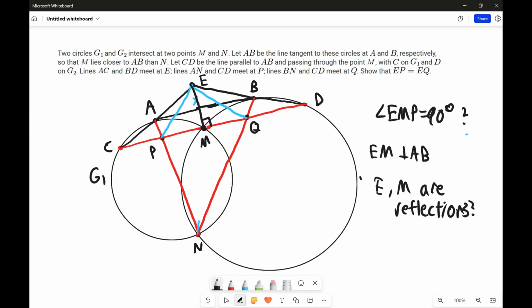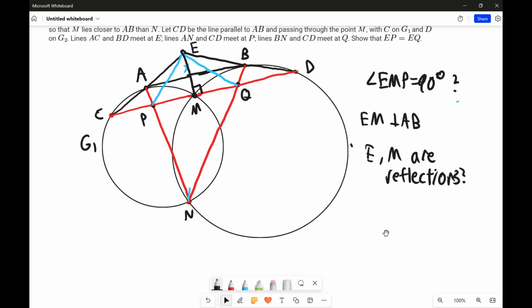So how do we prove that E and M are reflections across each other? Well, let's try seeing if there are any other lengths equal to AE or AM, because we'd like to prove that AE is equal to AM, because that would similarly mean that BE is equal to BM, which means that they are reflections. And if we take a closer look, we see that AC is also equal to this. So we conjecture that EA is equal to AM is equal to AC.